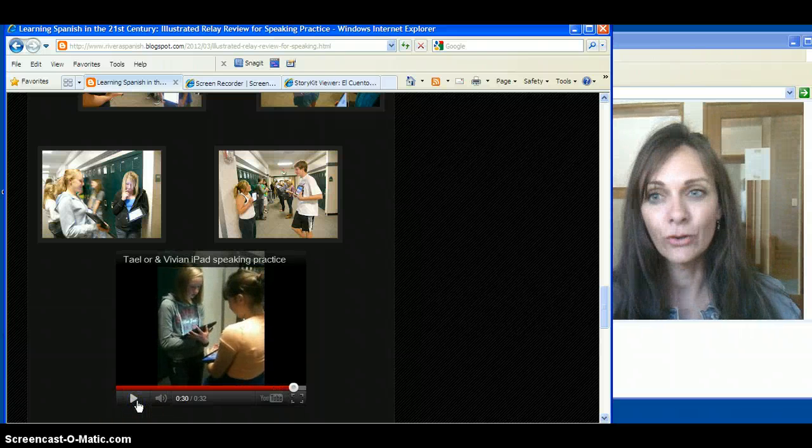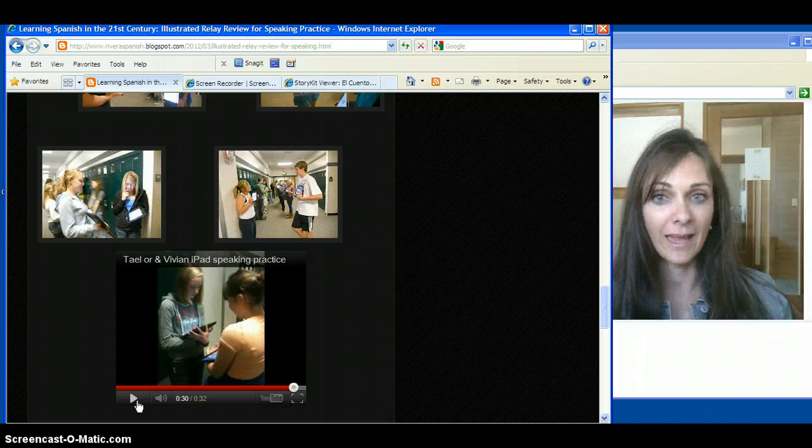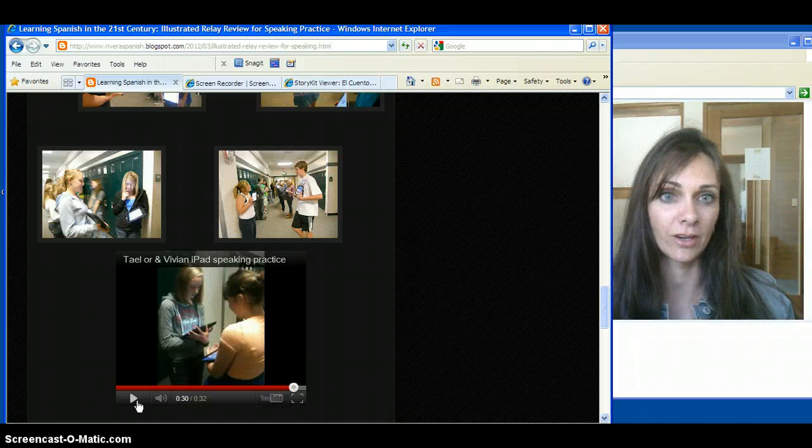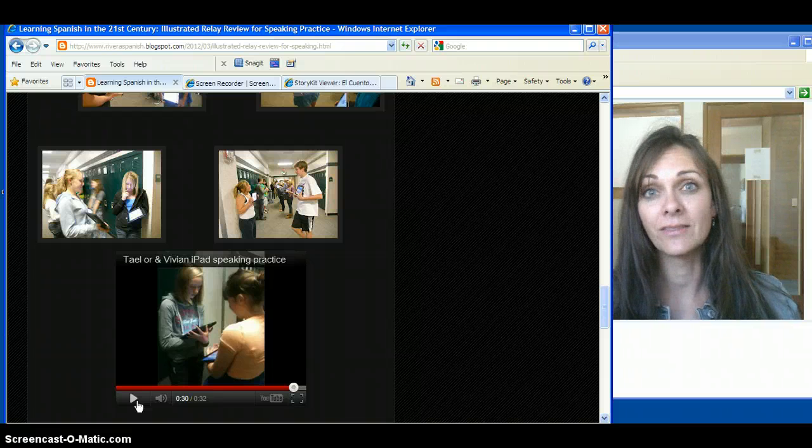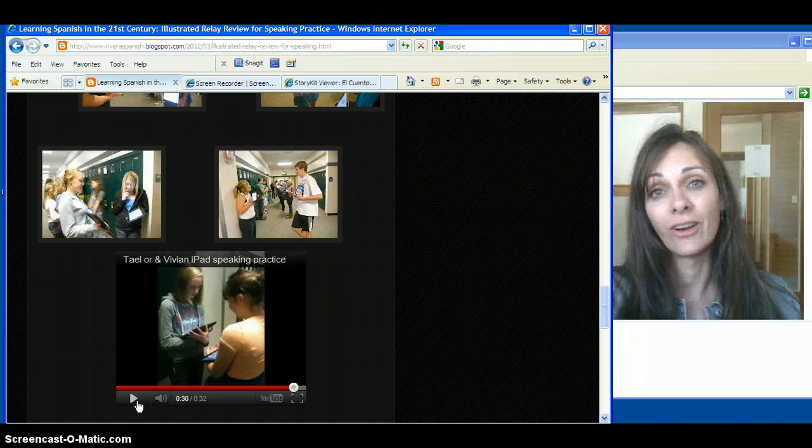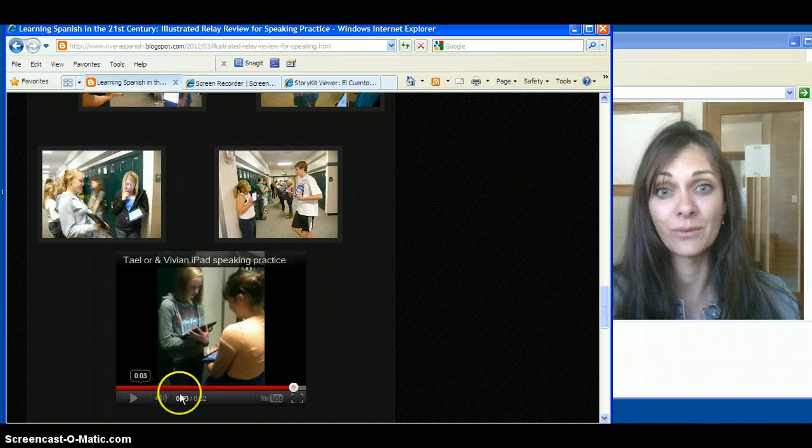So, of course, this activity could be done without iPads. I could give them markers and paper, they could draw a picture and do the exact same thing. However, the level of student engagement increases exponentially when they are on technology because it's the world that surrounds them.